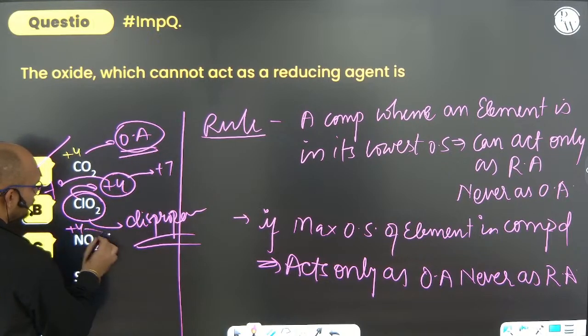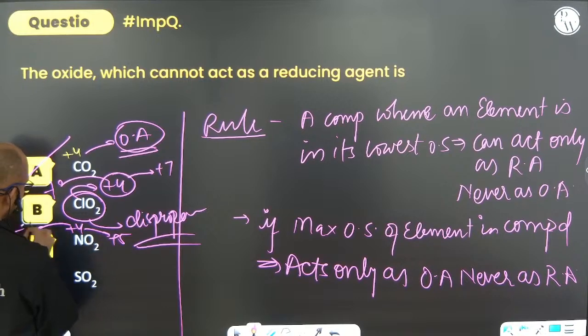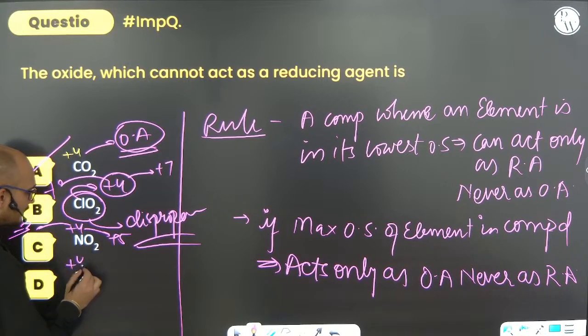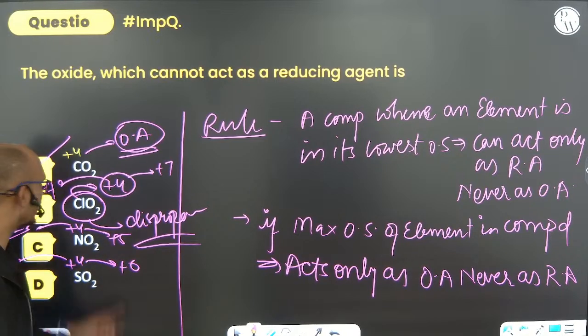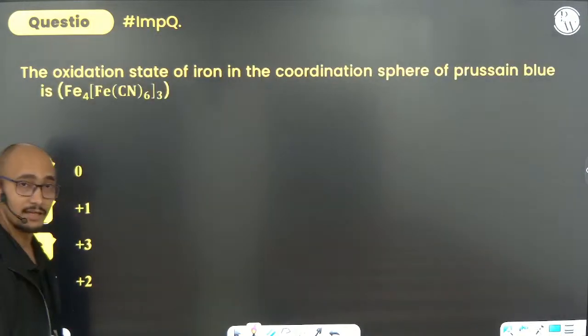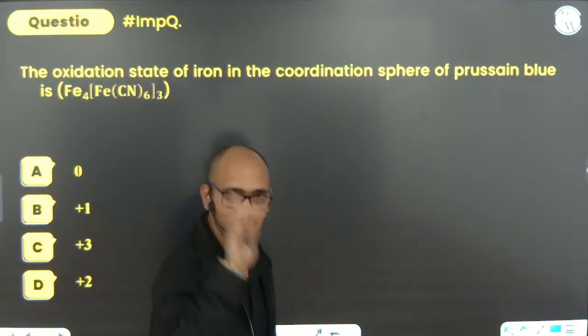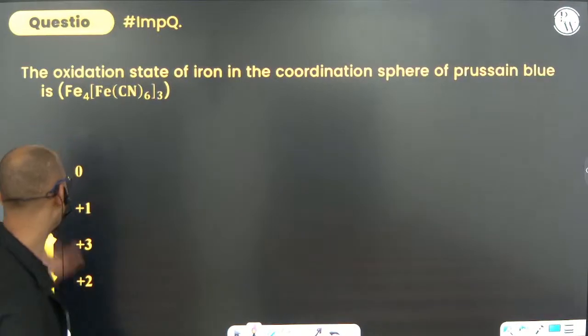Here nitrogen is +4, it can go up to +5 as well as down to -3. Sulfur is here +4, it can go up to +6 as well as down to -2. So it has all the options to go down and go up. So that's why it is not the correct option. The only correct option is A. It was a very important question. We have seen all the different types of forms of the question.